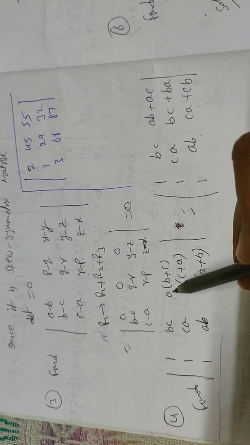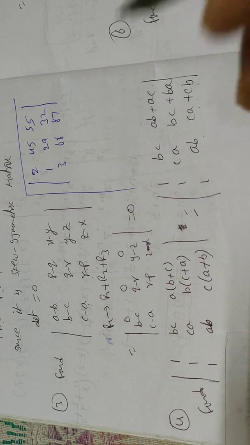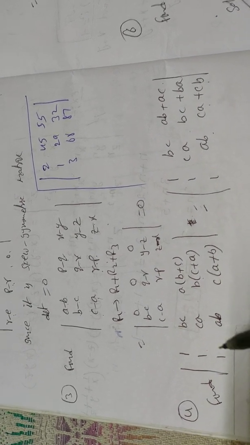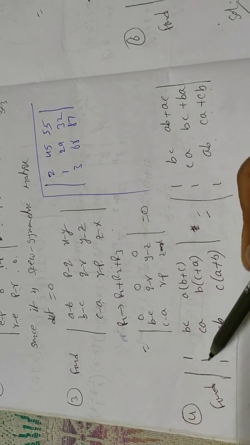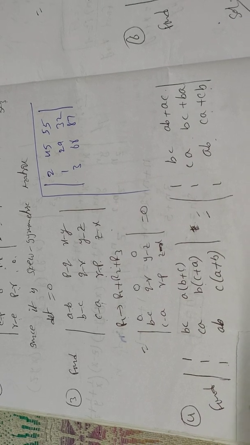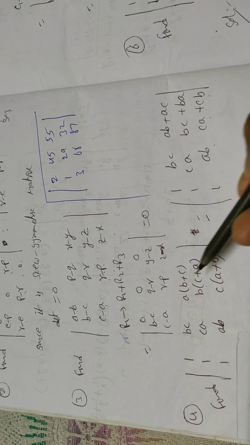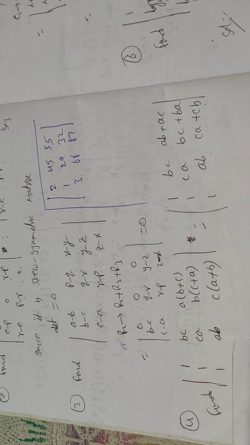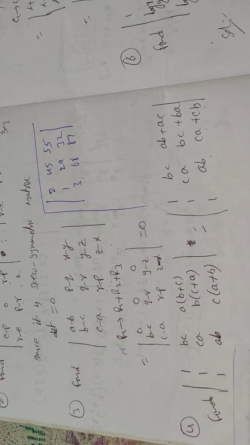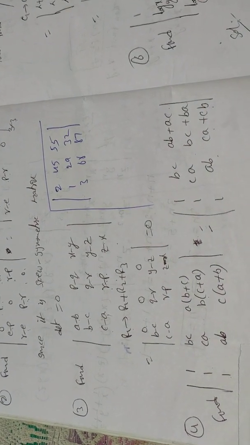Find the determinant: 1, bc, a into (b plus c); 1, ca, b into (c plus a); 1, ab, c into (a plus b). So already I told you, if all are ones, then you go for making at least 2 elements zeros. But before that, if you have any row or column with an expansion, that means it has 2 terms, 3 terms like that, then you have to expand it.